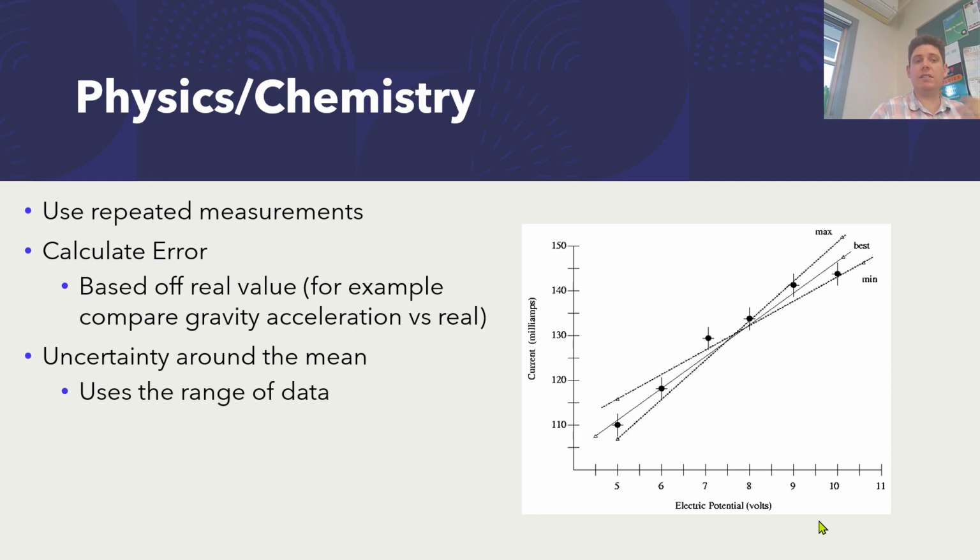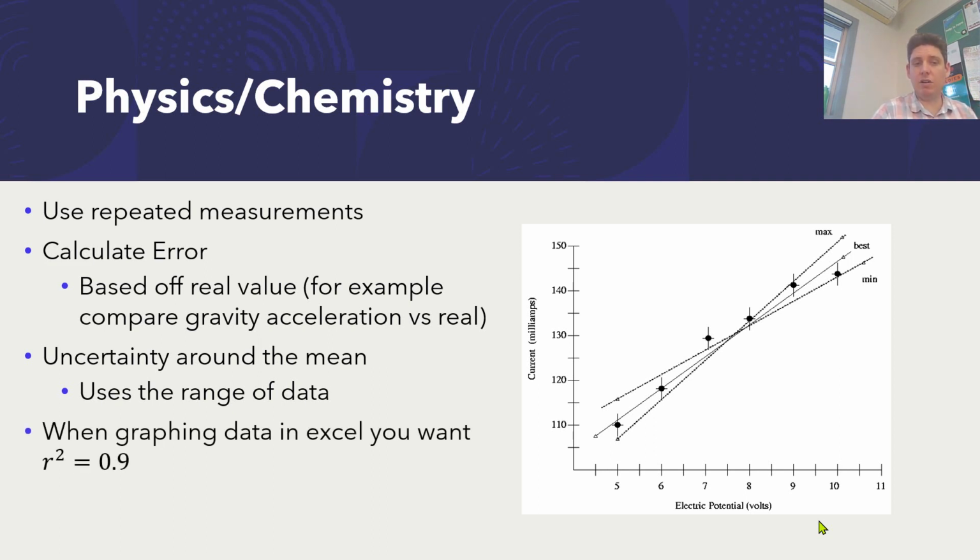So in physics, chemistry, you got error, you got uncertainty. It can be around the mean, or it can be uncertainty of the experiment equipment that you're using. Uncertainty around the mean uses the range of data.